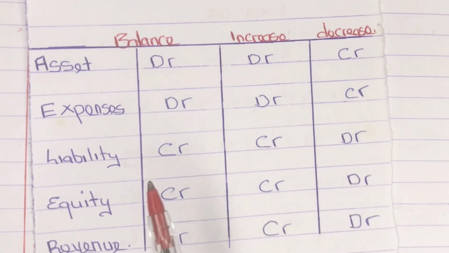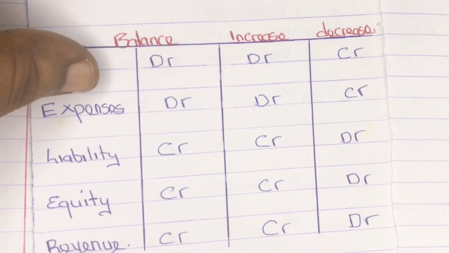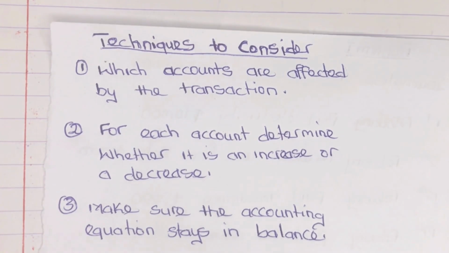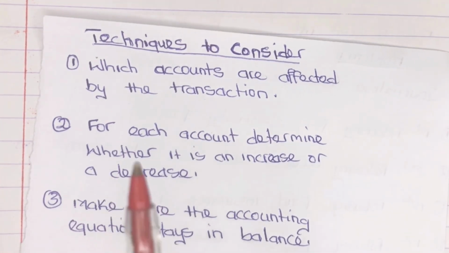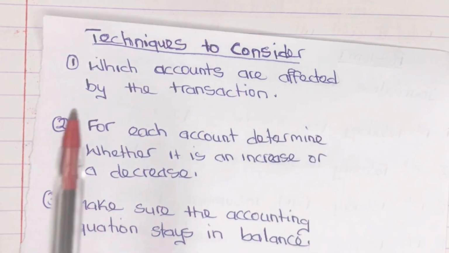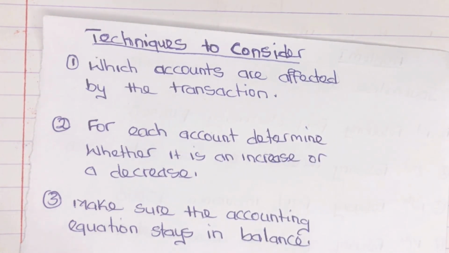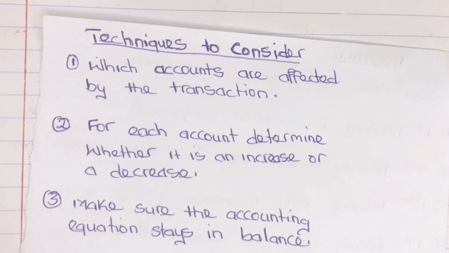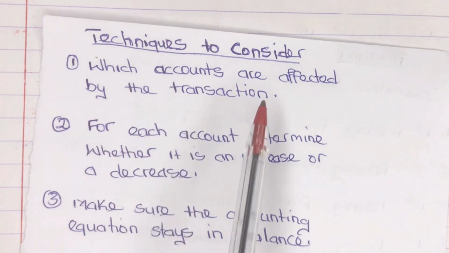So those are some of the few things that you need to understand before you start doing your journal entries. There are some techniques that you also need to consider when doing your journal entries. The first technique says that you need to identify the accounts. So which accounts are affected by the transaction? In each transaction, there must be at least 2 accounts or more that are being affected by the transaction.